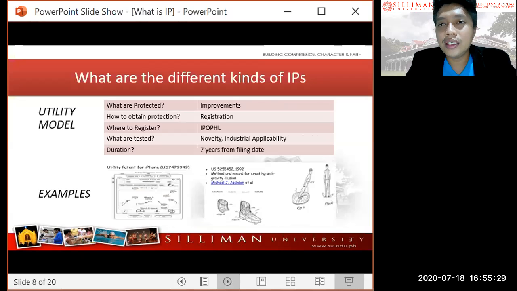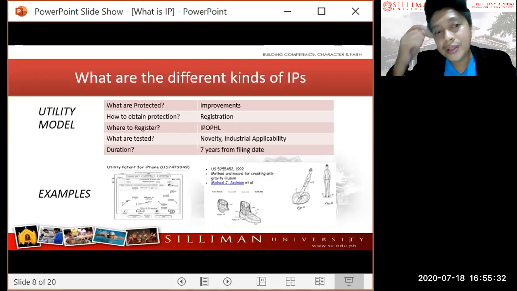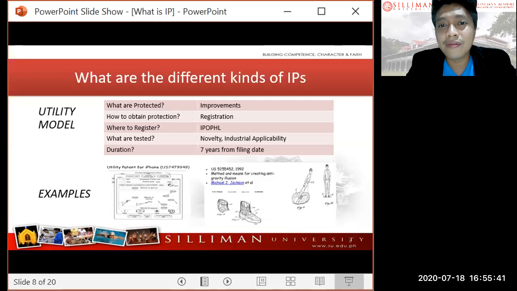The second one is the utility model. The utility model, or UM for short, some might call petty patents because it's not as intensive when testing for uniqueness. The difference between patents and utility model is you no longer need to check for inventiveness, so being obvious. Okay. Same with patents, you are still going to register it to IPOFIL. The duration of protection is 7 years from the filing date.